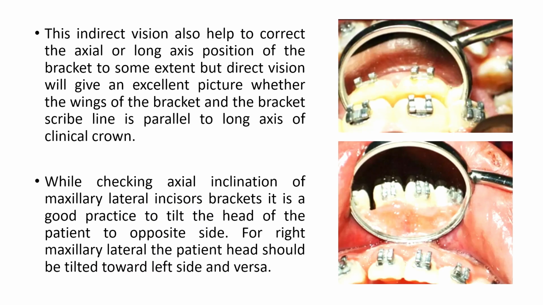This indirect vision also helps to correct the axial or long axis position of the bracket to some extent, but direct vision will give an excellent picture whether the wings of the bracket and the bracket scribe line are parallel to the long axis of the clinical crown. While checking axial inclination of maxillary lateral incisor brackets, it is a good practice to tilt the head of the patient to the opposite side. For the right maxillary lateral, the patient's head should be tilted toward the left side and vice versa.